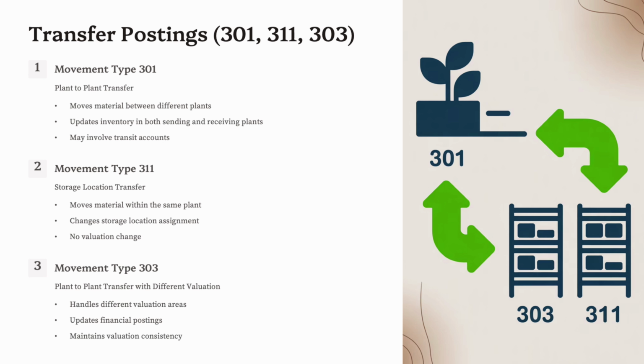4.2 Plant-to-plant transfer, MIGO 301/303. 1. Enter MIGO, select transfer posting. 2. Choose movement type 301 or 303. 3. Enter material, quantity, from plant to plant. 4. Post. Stock is removed from one plant and added to another. FI entry only if across company codes.